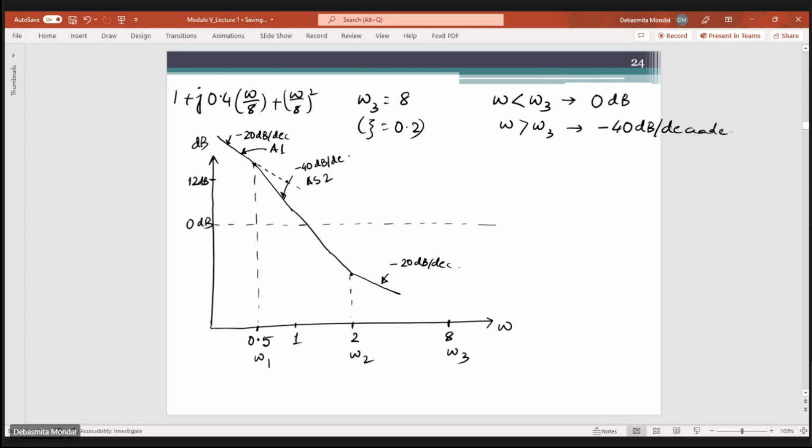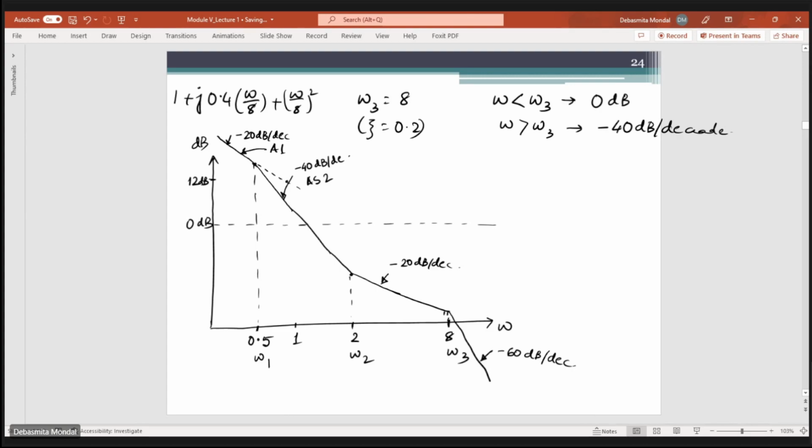Okay, and it will keep on going till it hits omega 3, and at omega 3 there will be a slope change by the addition of minus 40 dB per decade. So previously it was minus 20, now it is minus 20 plus minus 40. So overall it will have a slope of minus 60 dB per decade. So every time we hit a corner frequency, there is a change in the slope. What we have to do is simply add the two slopes and find out the final slope of the curve. So this is the asymptotic approximation of the Bode plot for the given system.